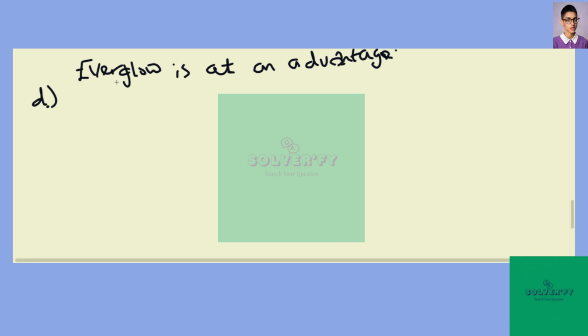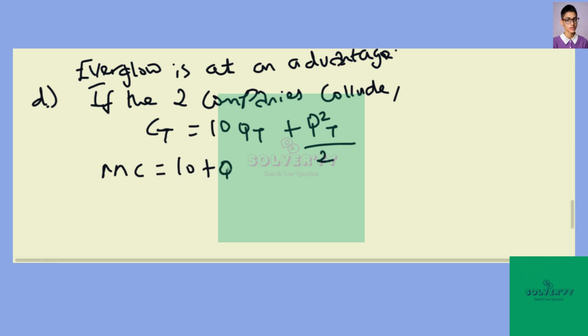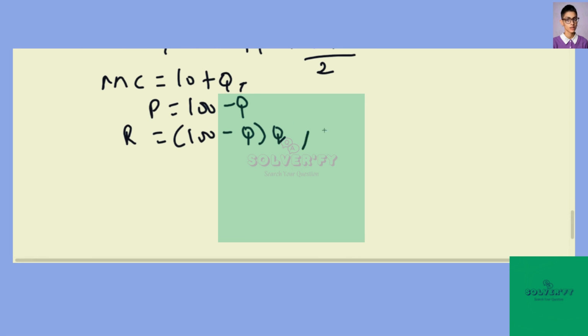So if the two companies collude, which means they will join hands together, that means that the industry cost CT will be equal to 10 QT plus QT squared divided by 2, and then marginal cost will be equal to 10 plus QT, and then the price will be 100 minus Q. So therefore revenue will be (100 minus Q) times Q, and then this will be 100Q minus Q squared.